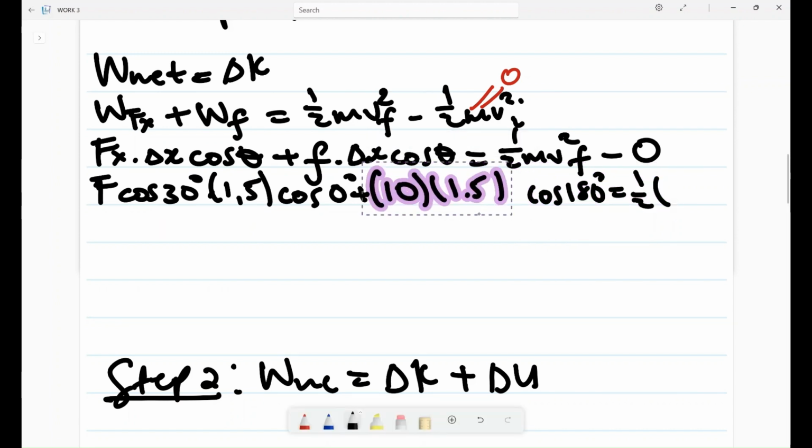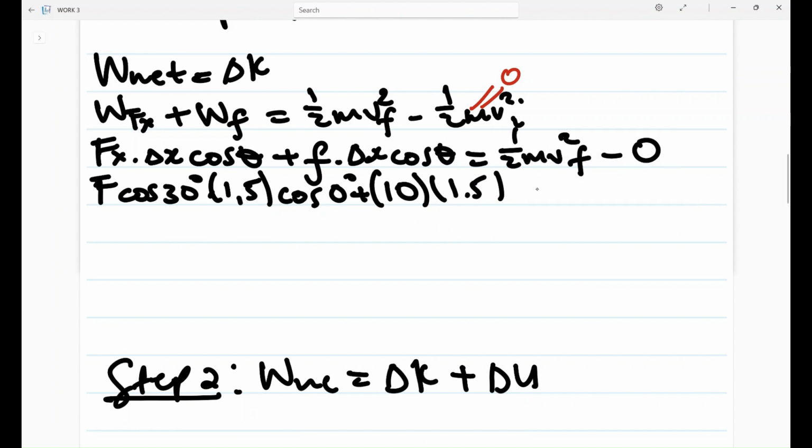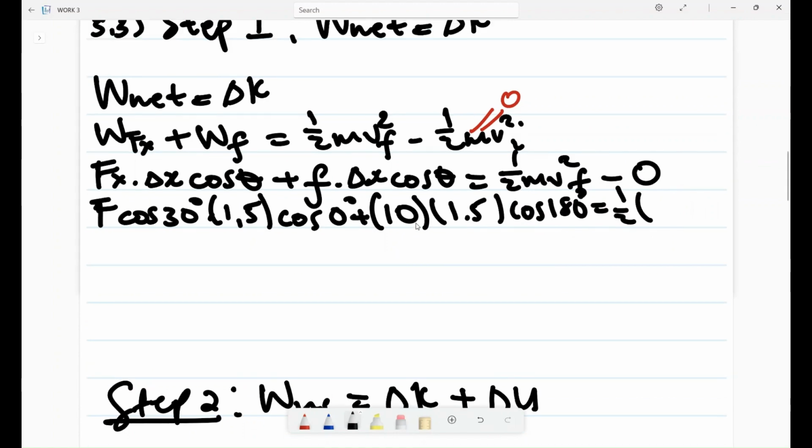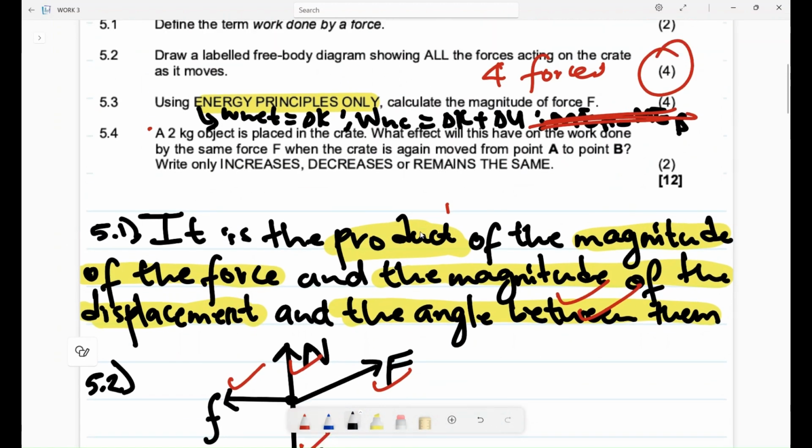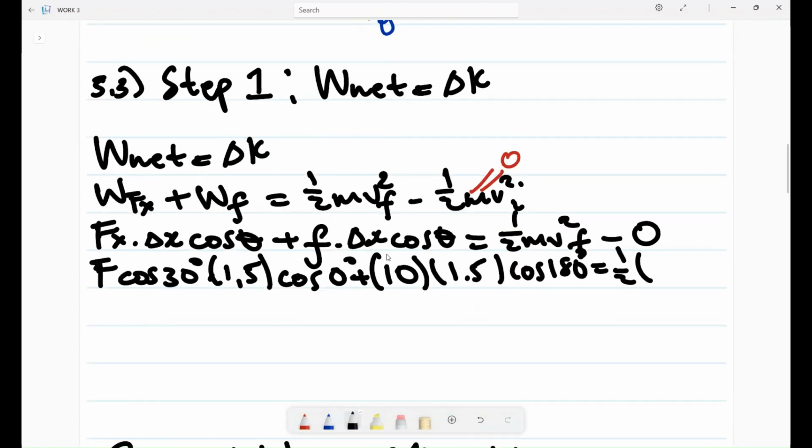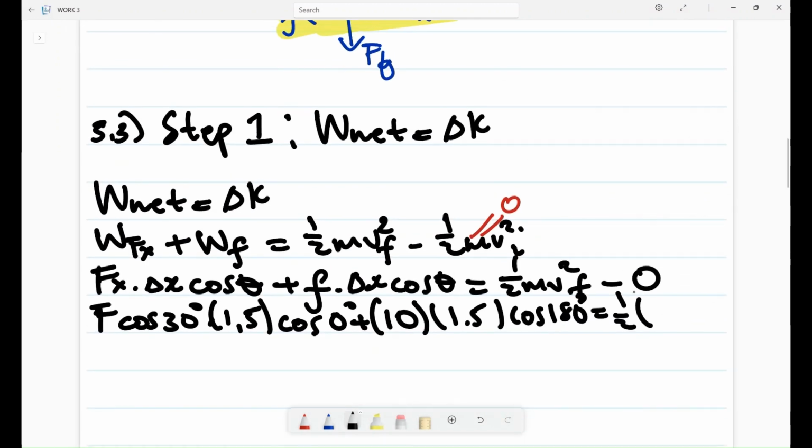Move it here. It's fine. Yes. Half, what is my mass? I think it was 10 or 6. 6. Then my velocity final, it is 2 squared.